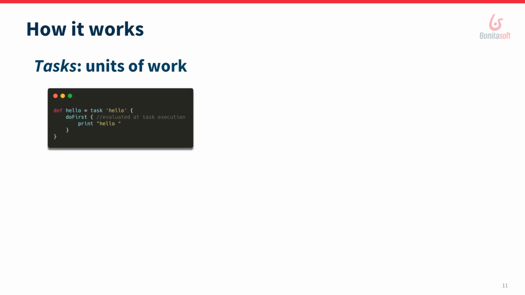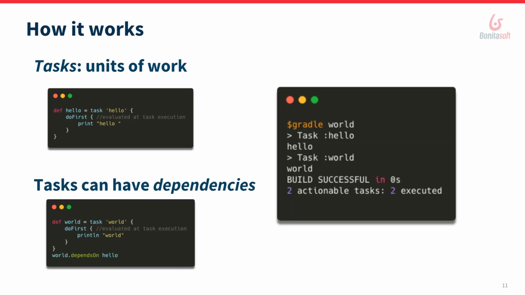A task is a unit of work. As you can see here, I wrote a simple task called hello that does a simple thing. It's only printing hello. You can also have dependencies between tasks. Here I wrote a second task, which is called world, and just prints the word world. But I introduced the dependencies between the tasks. As you can see here, I wrote world depends on hello. So when I execute the world task, it will first execute the hello task and then the world task.